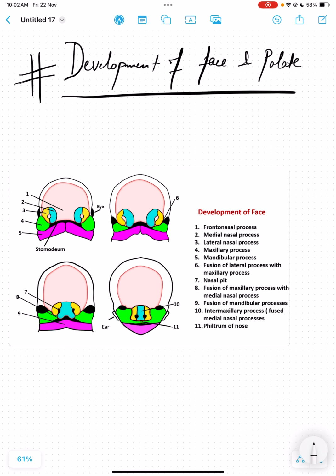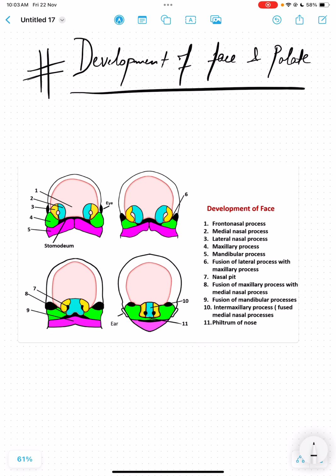So today we are going to study development of face and the palate. That is the third part of the embryology lecture. If you have not watched part 1 and part 2, please do watch them and then come to this part. That will make your assumptions and your memory recall very easy. So let's begin with development of face and palate.